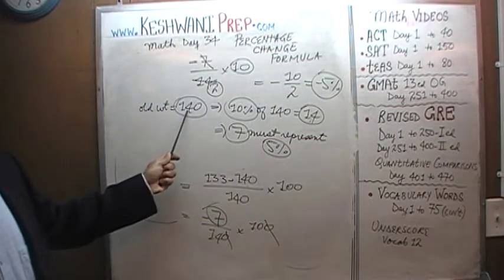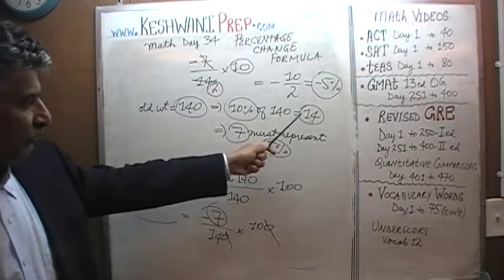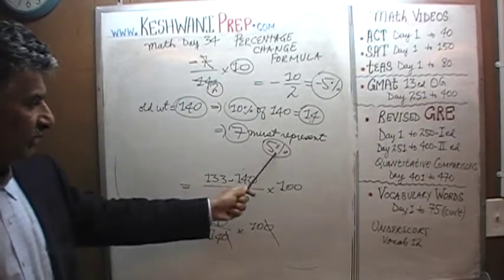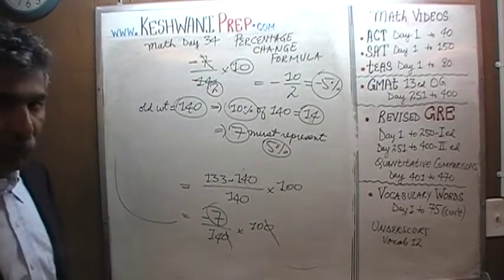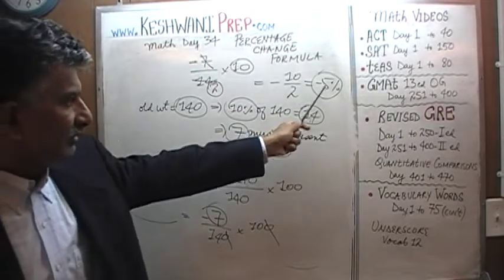His original weight was 140, and 10% of 140 is 14. If 14 is 10%, 7 must be 5%. Since his weight went down by 7 pounds, there's a drop of 5%, which is exactly what we found there.